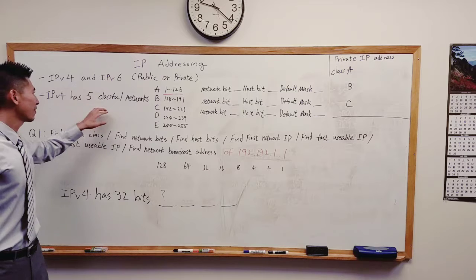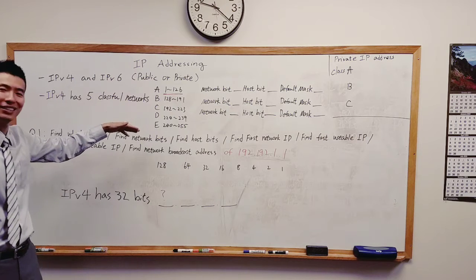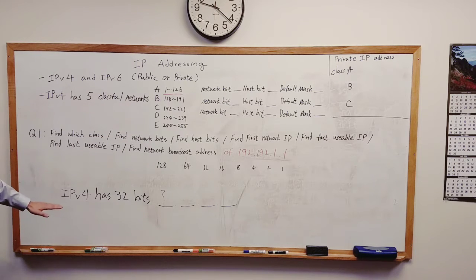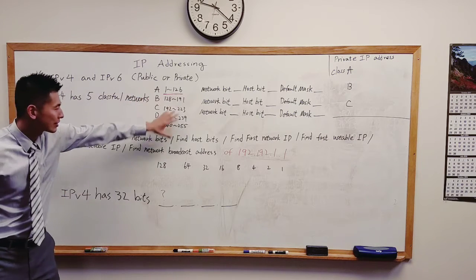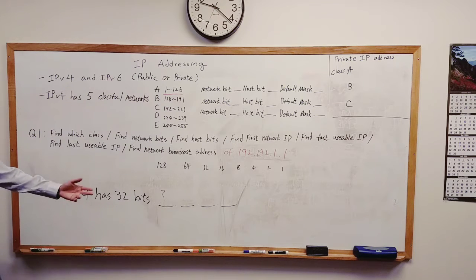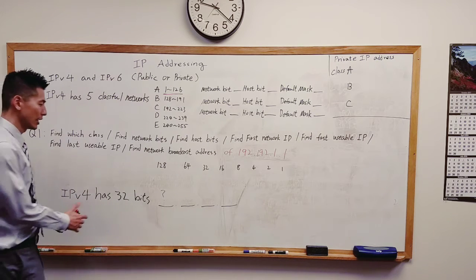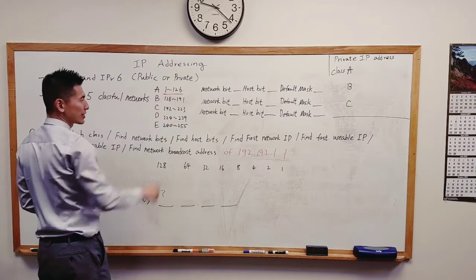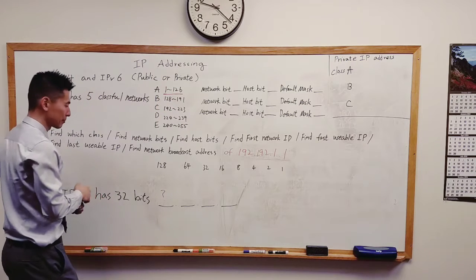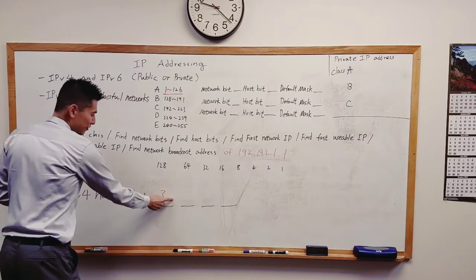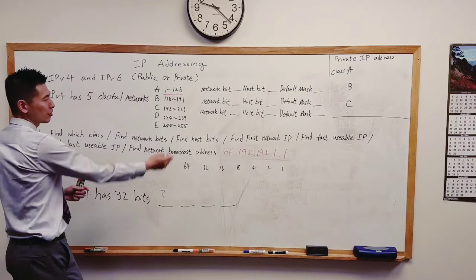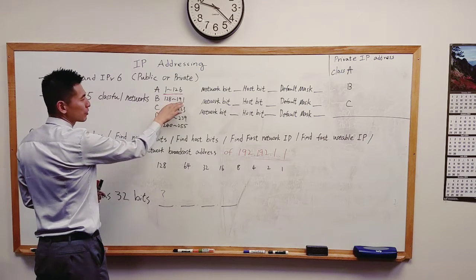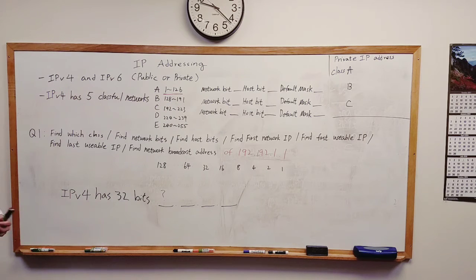So IP version 4 has 5 classical networks, A, B, C, D, and E. Now, before we start reading this number, you have to know that IP version 4 has 32 bits, 4 octets. If the first octet is any number between 1 to 126, you have a classical A network. If this first octet has a number that falls between 128 to 191, then you know you have a classical B, so on and so forth.